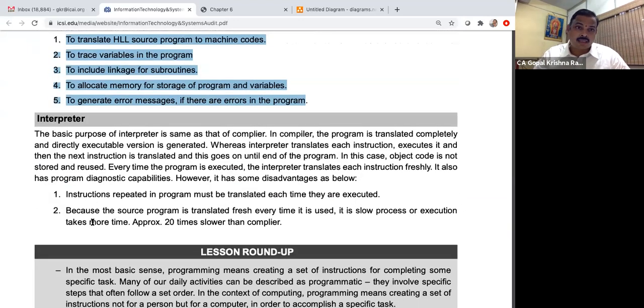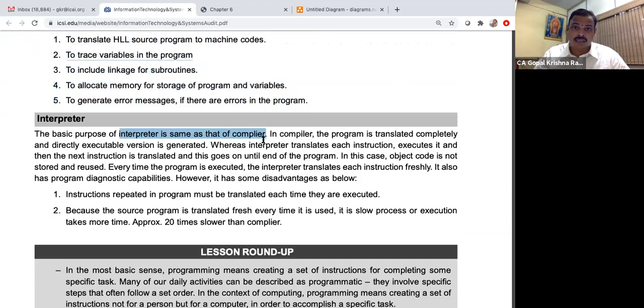An interpreter's basic purpose is the same as that of the compiler. Okay, but there is a slight difference. In a compiler, the program is translated completely and a directly executable version is generated. Now, remember this: the high-level language, I mentioned it, third generation language is also a high-level language, fourth generation language is also high-level language, fifth generation language is also high-level language.